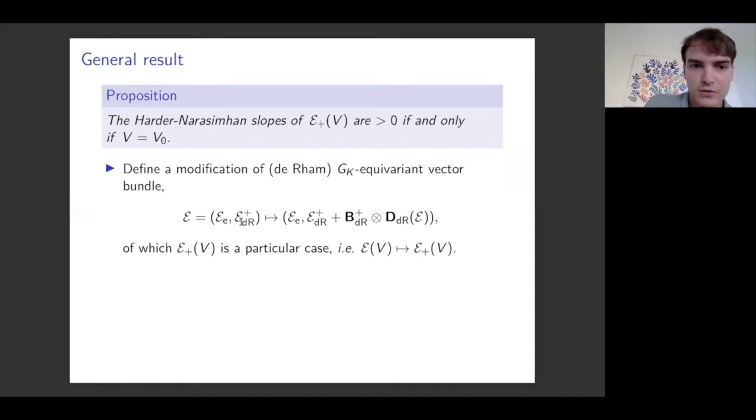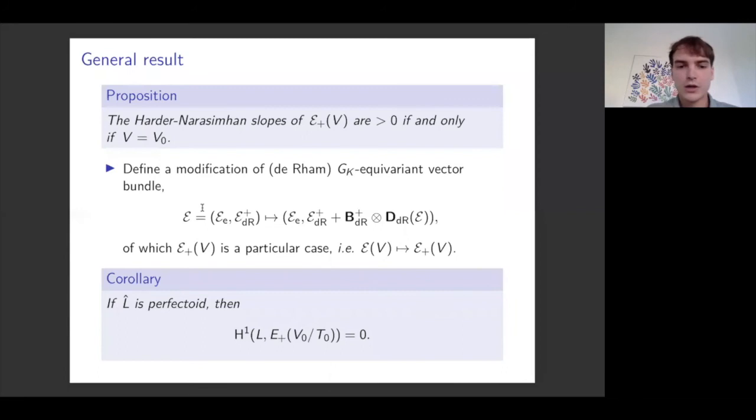Okay, back to our problem. So we proved that the Harder-Narasimhan slope of E plus V0 is strictly greater than zero. And so let me go back. We can apply this proposition of Fargues and Fontaine. And we get, with a little bit of something about cohomology of perfectoid fields, that the cohomology that we were considering is actually trivial when L is perfectoid.